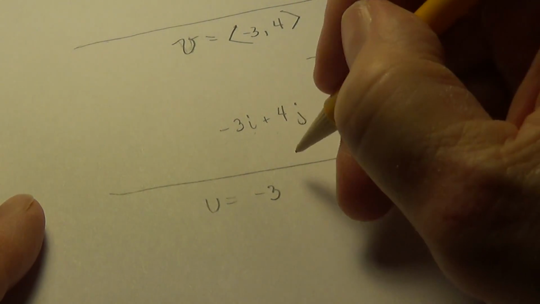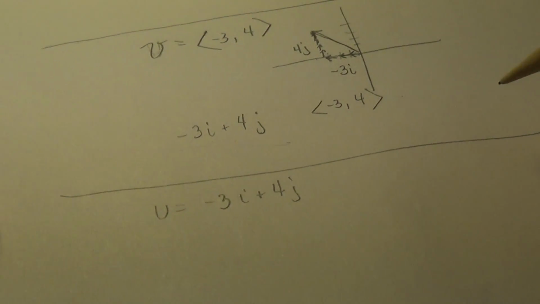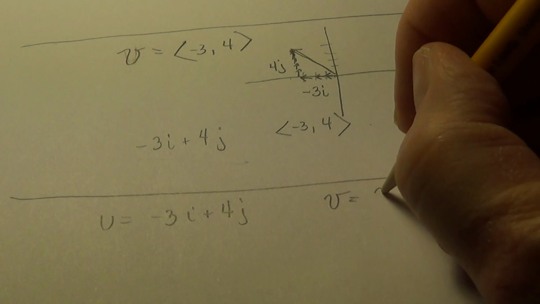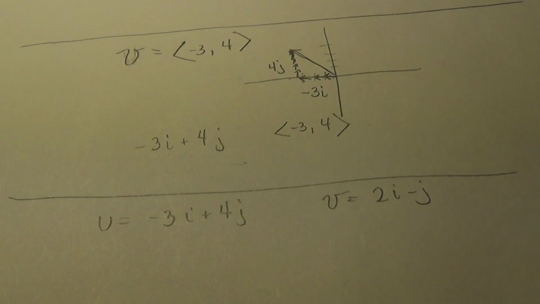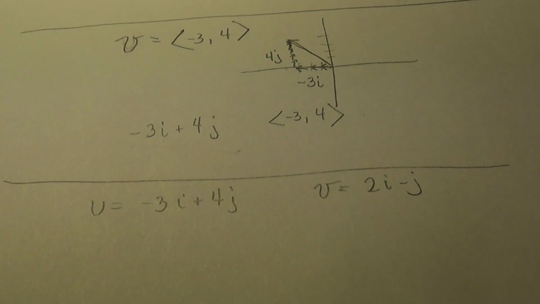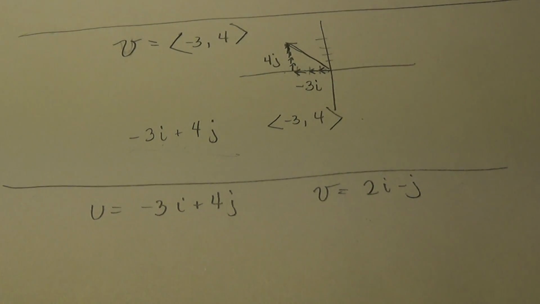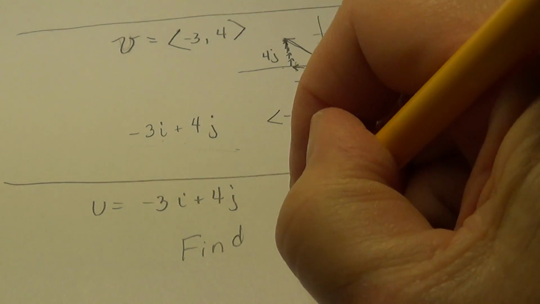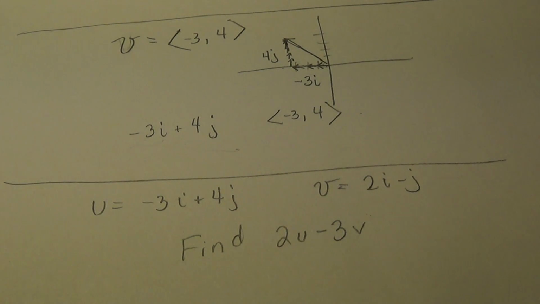Suppose the u vector is minus 3i plus 4j, same old one, and let's come up with another vector. So v is 2i minus 1j, so minus j. When I write these out, I am going to ask you to find 2 times vector u minus 3 times vector v. So this is my v vector.